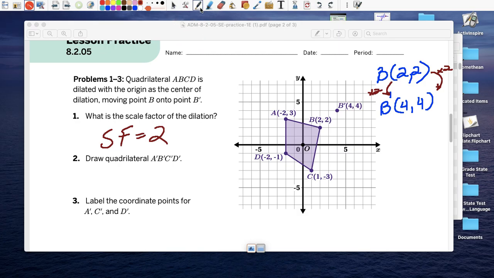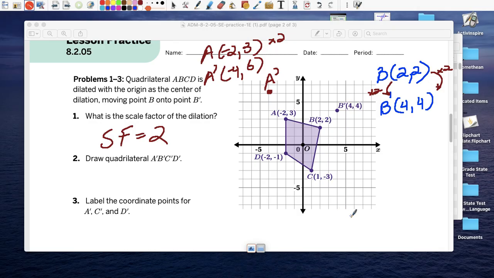So let's take point A. Point A was negative 2, 3. If I do a scale factor of 2, we're going to multiply that by 2. So negative 2 times 2 is negative 4, and 3 times 2 is 6. So negative 4, 1, 2, 3, 4, and up 1, 2, 3, 4, 5, 6. There. That's A prime.